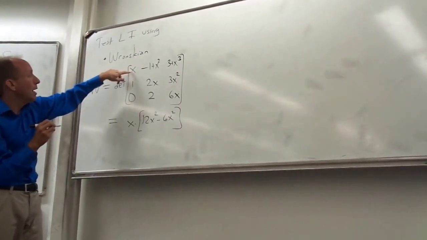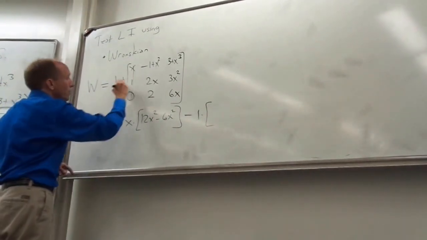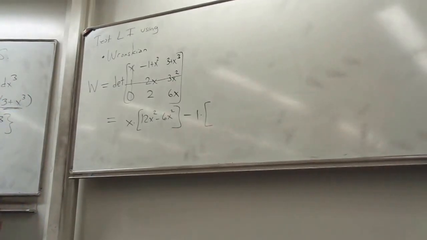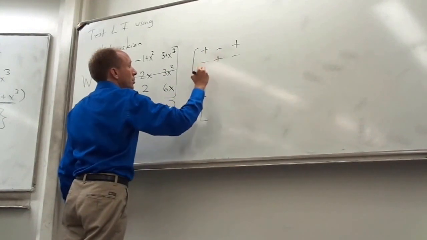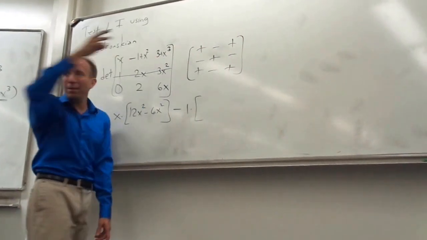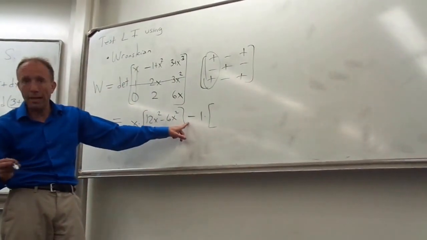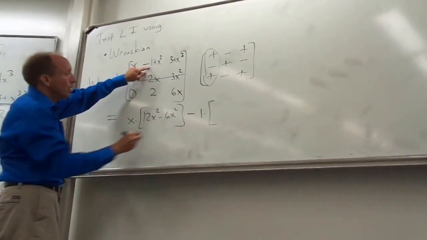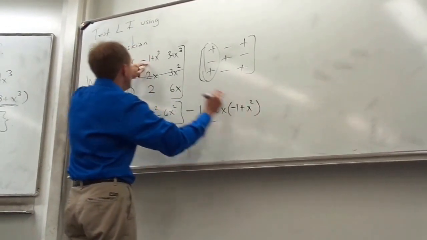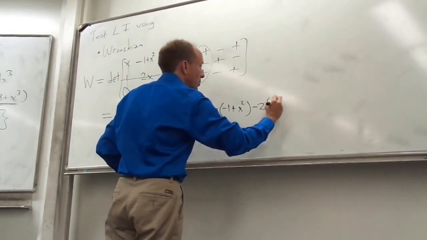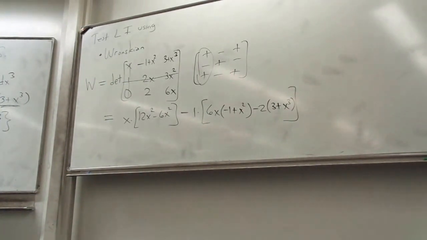Okay? And then we have a minus 1 times, now I have to cross off the row and column that has a 1 on it. Notice I put a minus. That's because you remember the way that the determinant works is these alternating plus and minus signs when you're expanding. So right now we're expanding the first column. The middle one has to have a minus on it. And what I'm left with is 6x times negative 1 plus x squared minus 2 times 3 plus x cubed. So that's the way that would look.